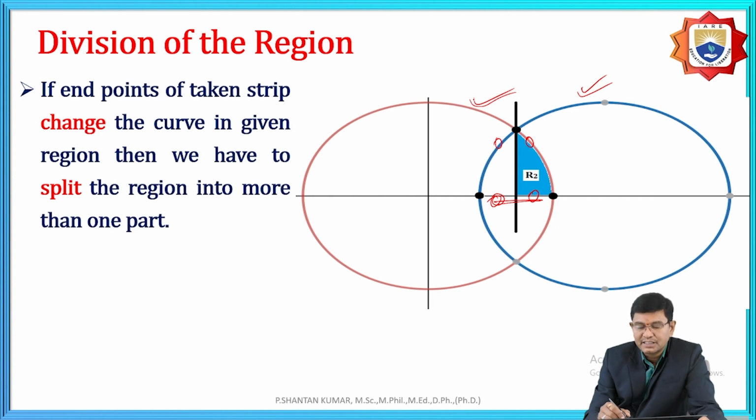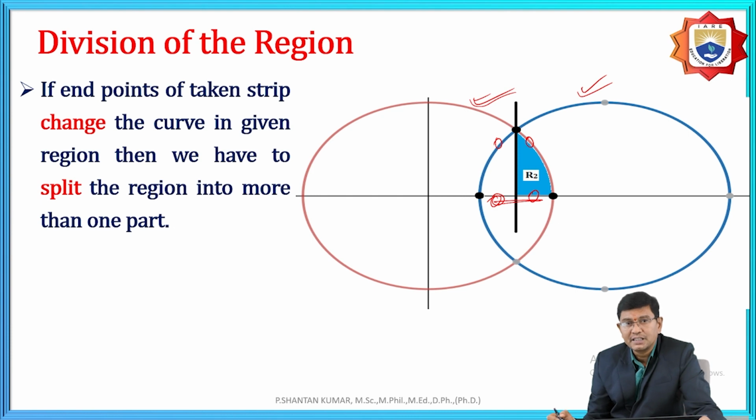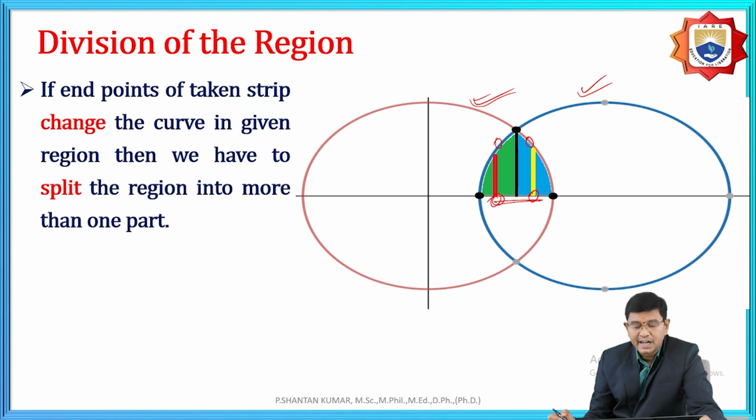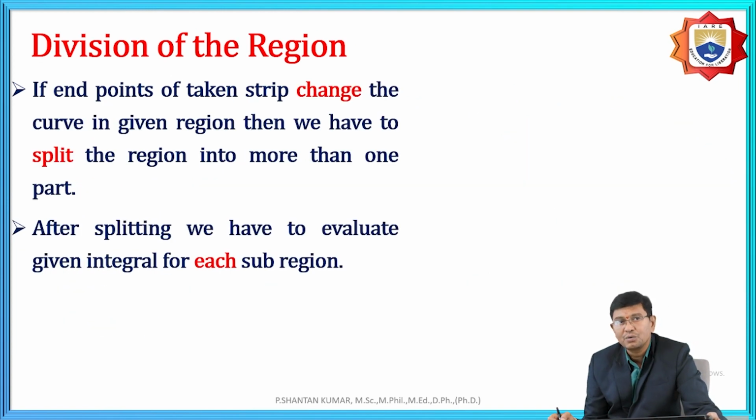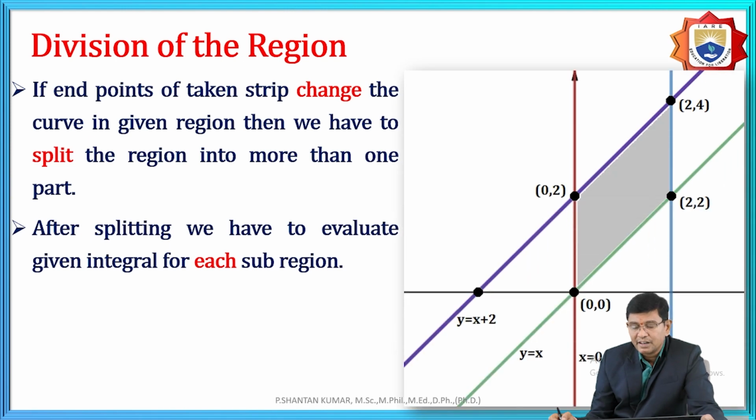That means it is the left side of the circle. Like this, by finding the limits, that is R1 and also R2, then we need to find the addition of R1 plus R2. This is the clear meaning of the condition.